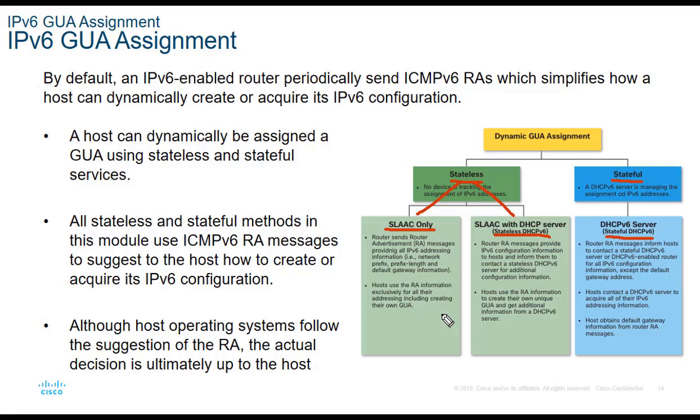If you look at the other, the blue box, stateful, everything is taken care of by the DHCPv6 server. You see, the router RA messages inform the host to contact a stateful DHCPv6 server or a DHCPv6 enabled router for all IPv6 config information except the default gateway address. Hosts contact a DHCPv6 server to acquire all of their IPv6 addressing information. See, again, all. And then hosts obtain the default gateway information from router RA messages.